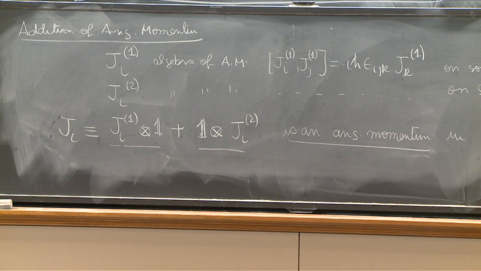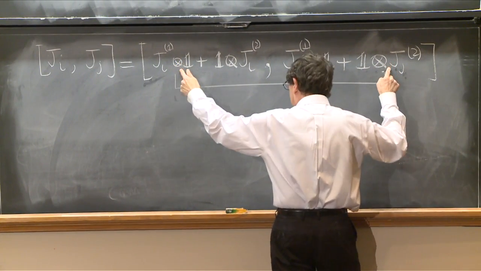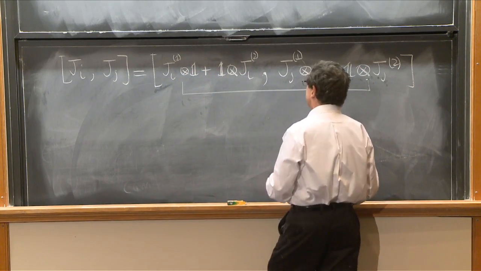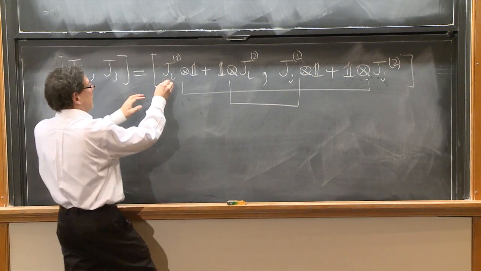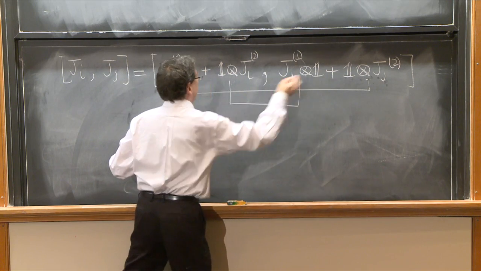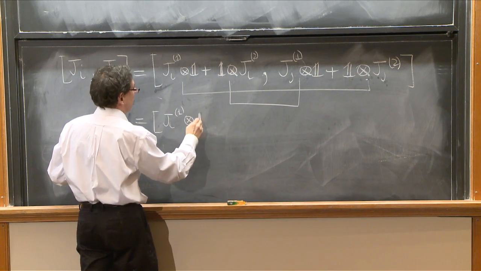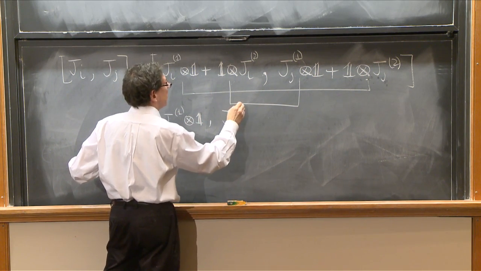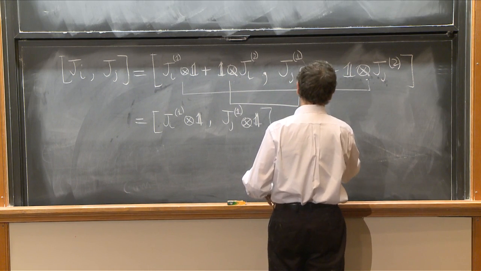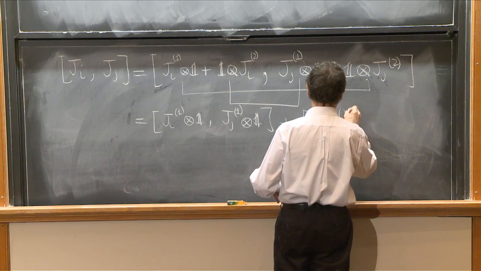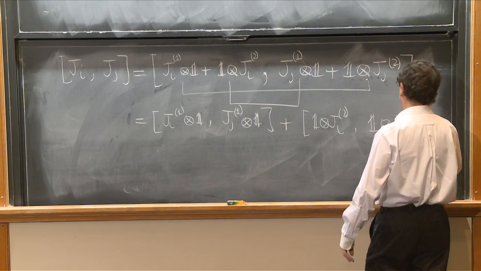So anyway, these are operators acting on different spaces. They commute. It's clear they commute. You just multiply them and see that. These ones commute as well. The only ones that don't commute are this with this, and that with that. So let me just write them. J_i^(1) tensor 1 with J_j^(1) tensor 1, plus this one, 1 tensor J_i^(2), with 1 tensor J_j^(2).